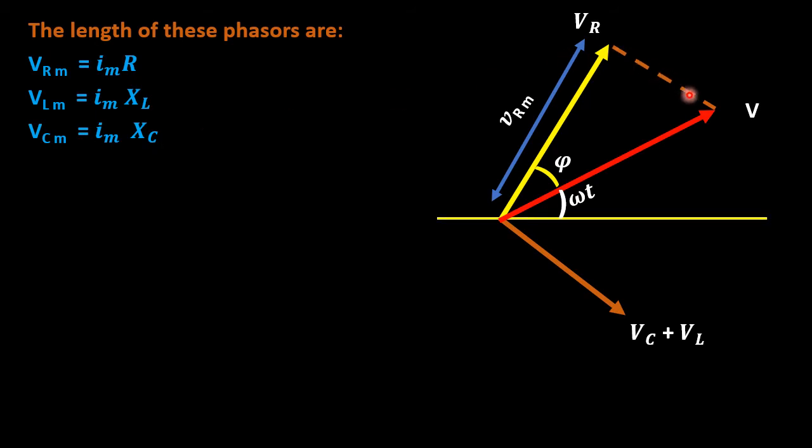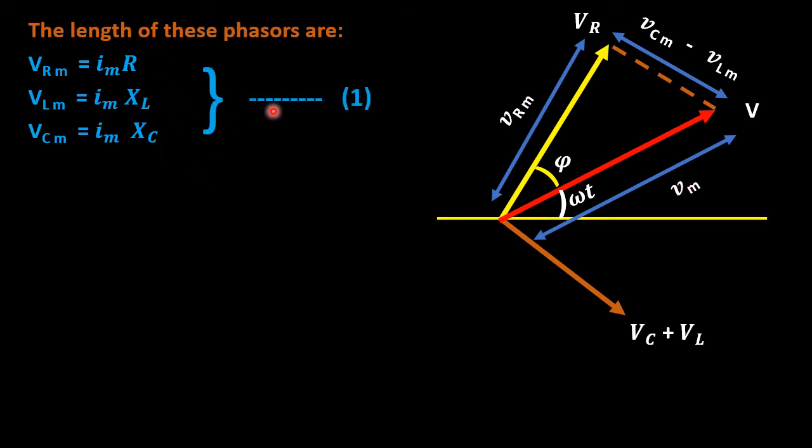And this length here, which is represented by the broken line, is given by the length of phasor VC minus the length of phasor VL, which is VCM minus VLM. And the length of this phasor V is given by Vm. So let us represent these three equations by 1.